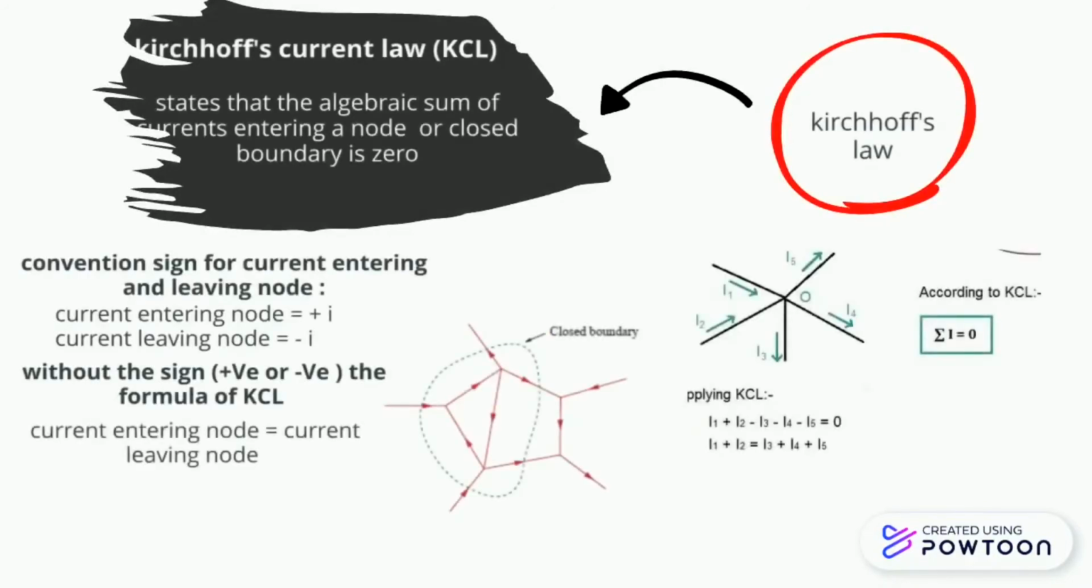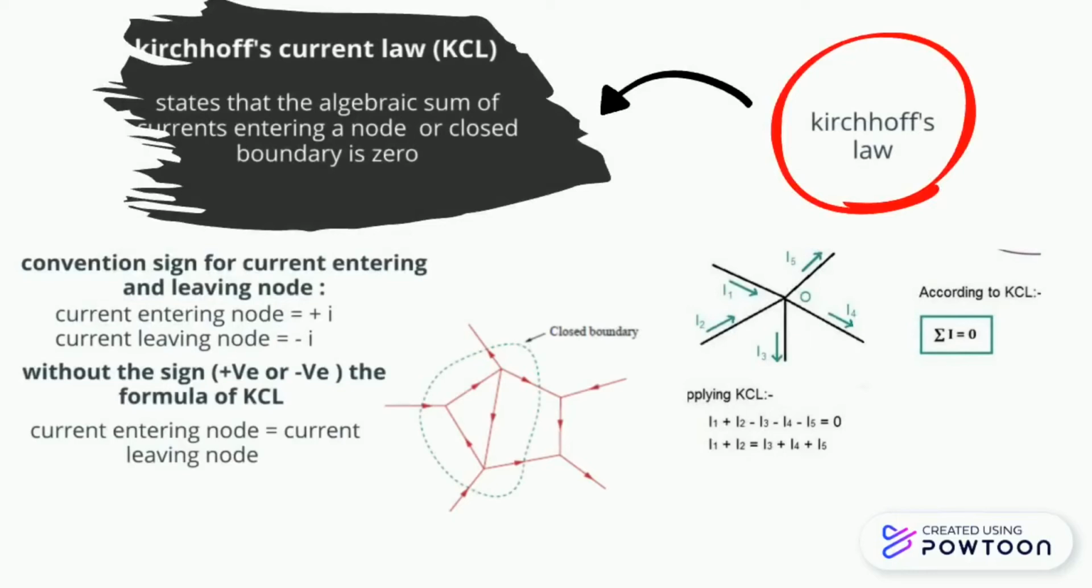Here the two currents entering the node, I1 and I2, are positive in value, and the three currents leaving the node, I3, I4 and I5, are negative in value. Then we can rewrite the equation as I1 plus I2 minus I3 minus I4 minus I5 equals 0. The term node in an electrical circuit generally refers to a connection or junction of two or more current carrying paths or elements such as cables and components.